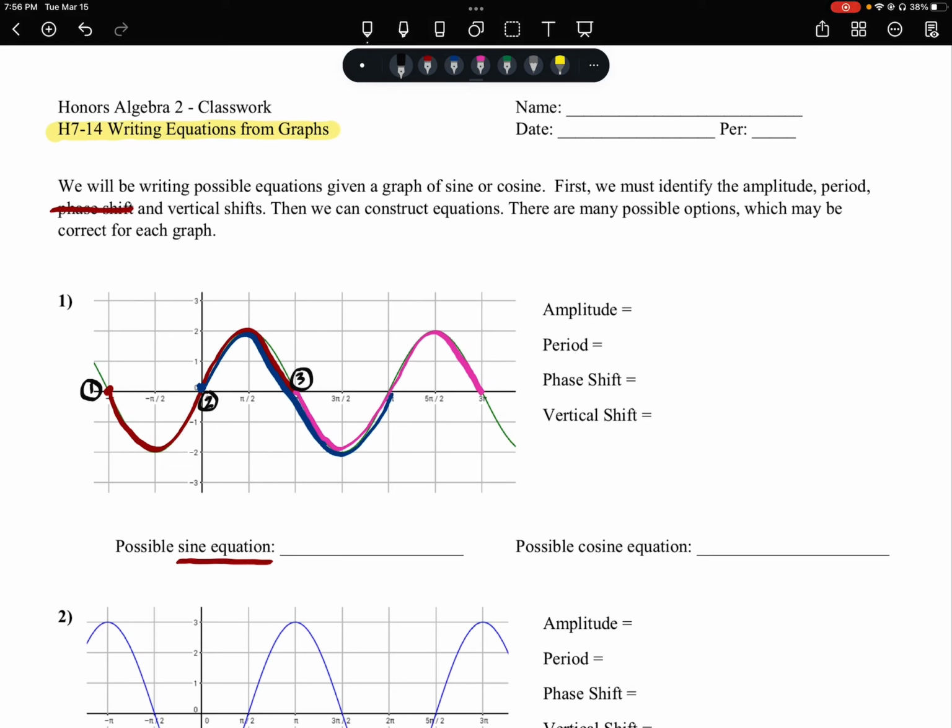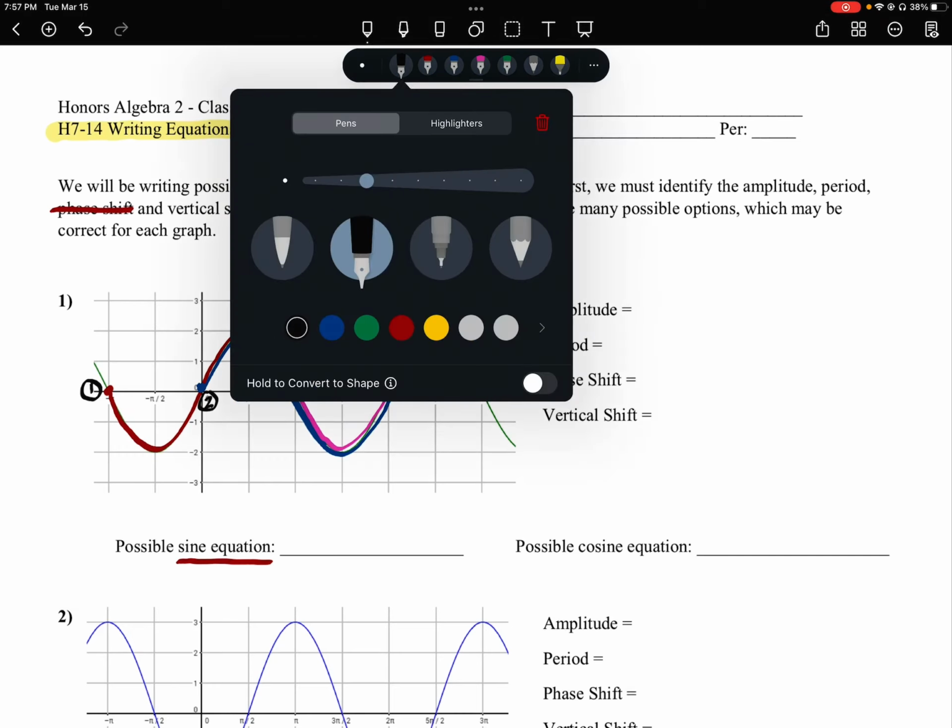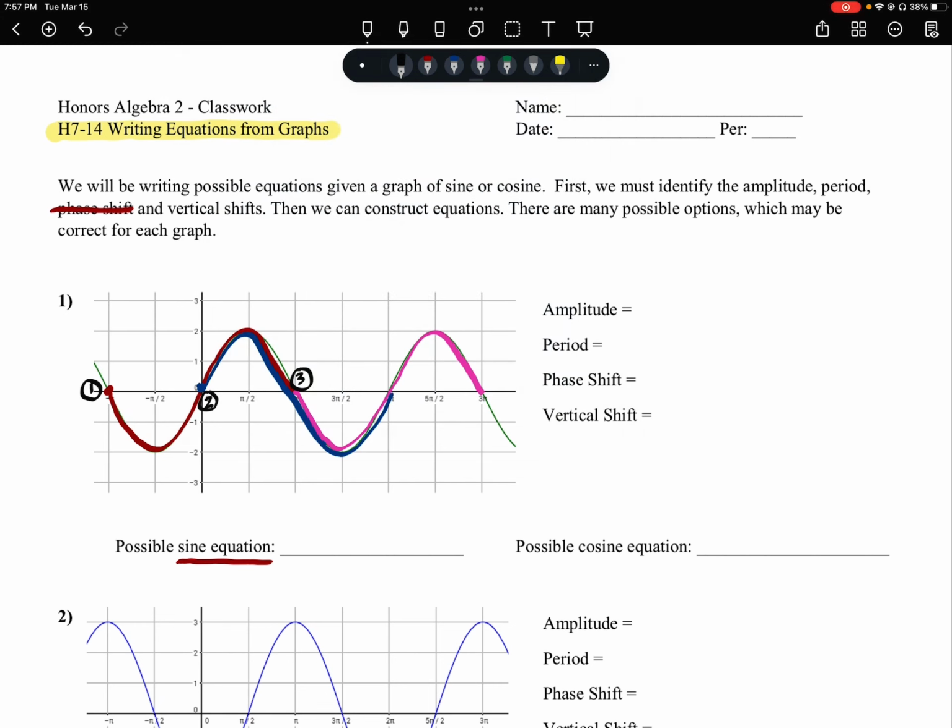So first thing we need to do is we need to come up with what our amplitude and everything is here. So remember, amplitude is the distance between our midline, which looks like it's the x-axis, and our maximum. So as we look here, we've got that distance here. Looks like it's 2 units, so we can go ahead and throw that on there.